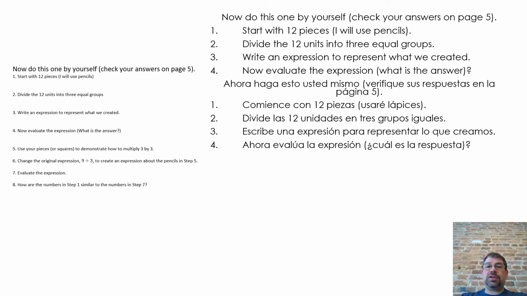Now do this one by yourself. Check your answers on page 5. 1. Start with 12 pieces. I will use pencils. 2. Divide the 12 units into 3 equal groups. 3. Write an expression to represent what we created. 4. Now evaluate the expression. What is the answer?